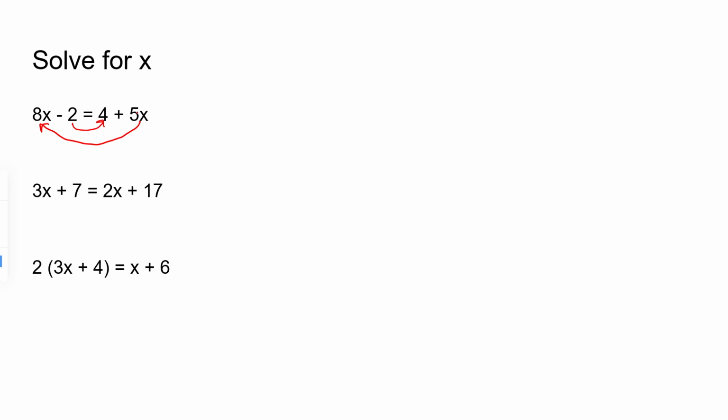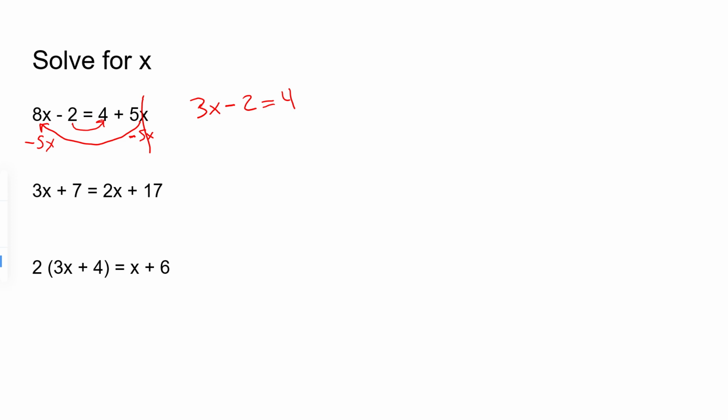So first of all, to move something from one side of the equation to the other, you have to do the opposite function of what's listed. So because I have plus 5x here, I would subtract 5x from this side to eliminate it on that side, and subtract 5x here to bring it over to this side. So 8x minus 5x gives us 3x. So now if we rewrite this, 3x minus 2 equals 4.